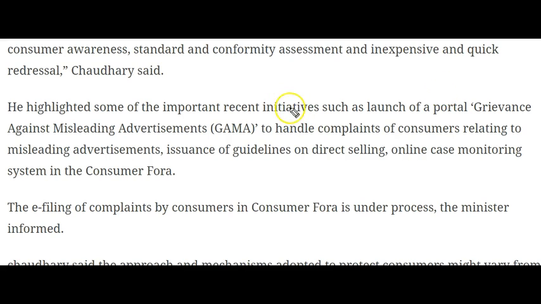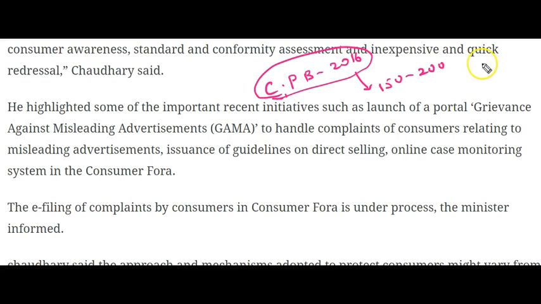The Government of India has also recently launched a portal called Grievance Against Misleading Advertisements, or GAMA, to handle the complaints of consumers related to misleading advertisements. So this topic is important for the mains examination. Consumer Protection Bill 2016 and its various features. So prepare thoroughly on this topic for 150 to 200 words.